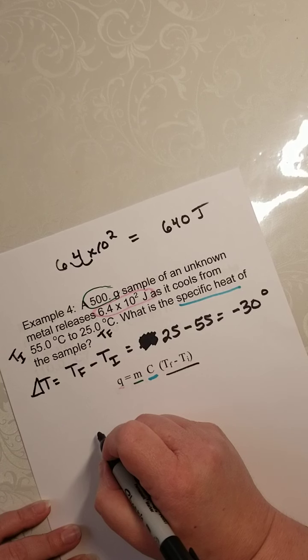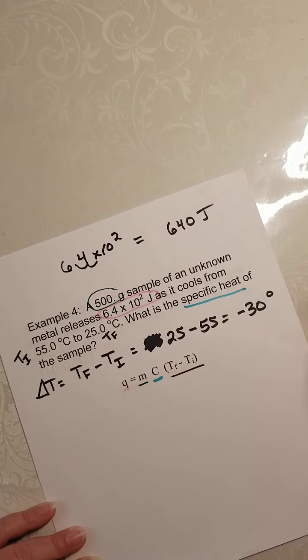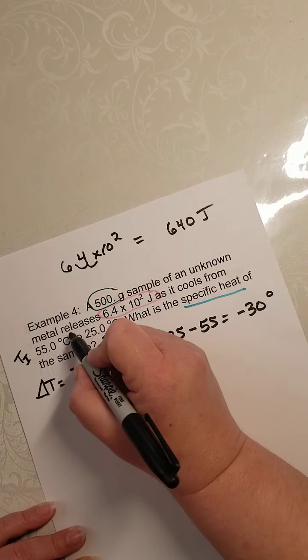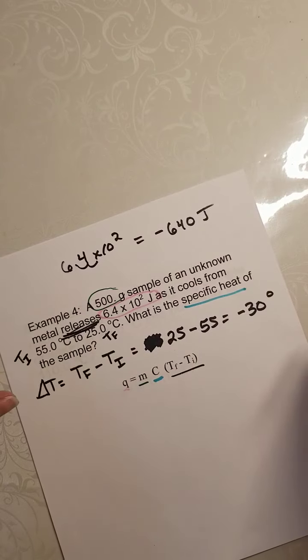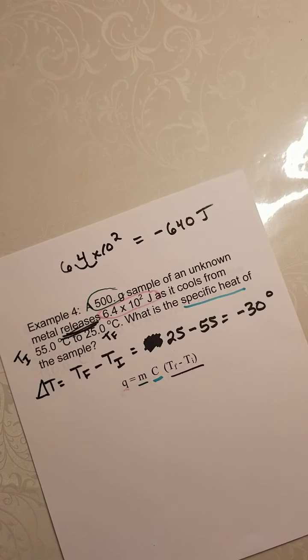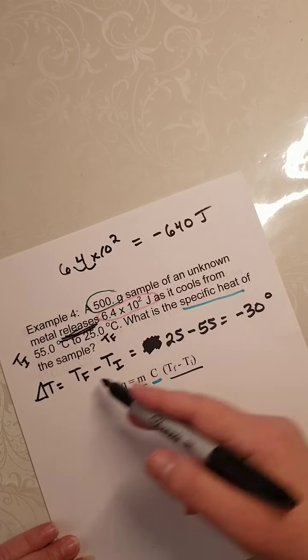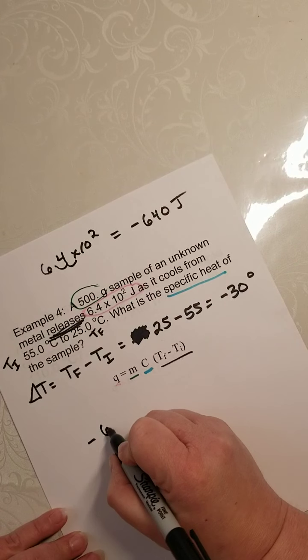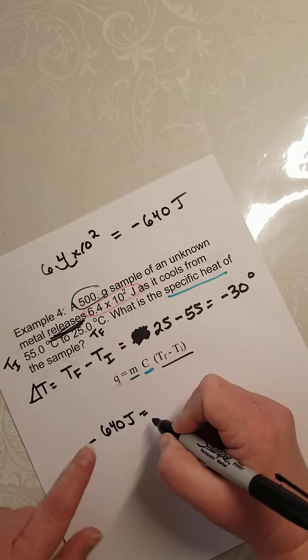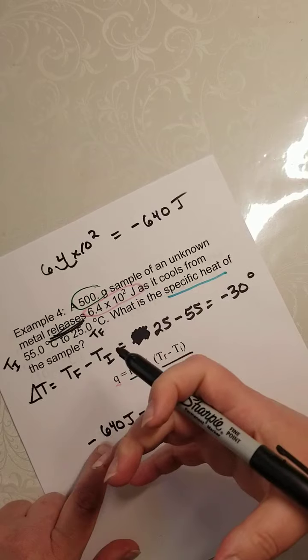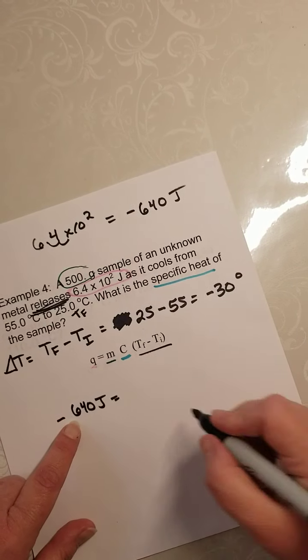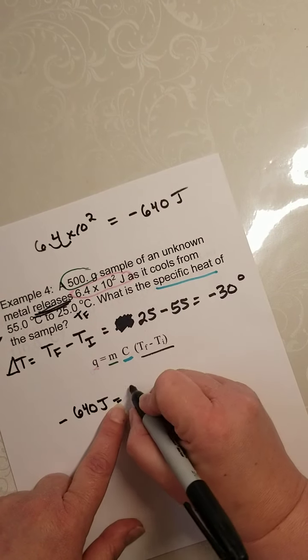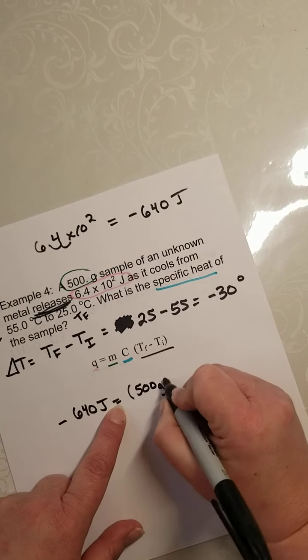Also, I should point out that because it's releasing energy, it's technically a negative because it's releasing energy into the environment. So it's an exothermic reaction, okay? So we're going to put negative 640 joules here because it is releasing energy, not taking in energy like the other examples. So we also have our mass, which is 500 grams.